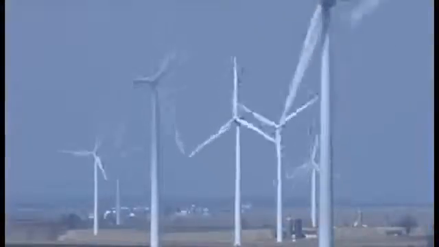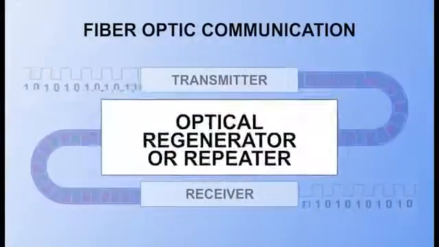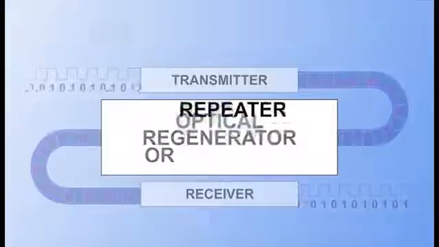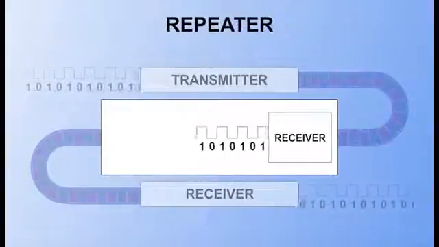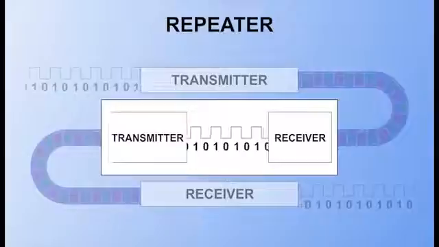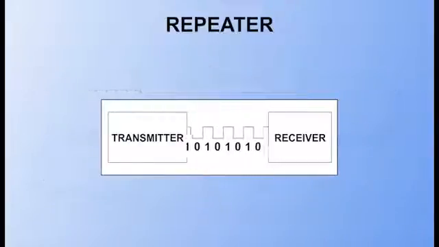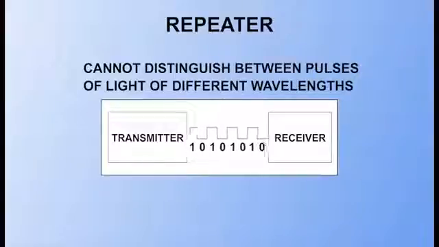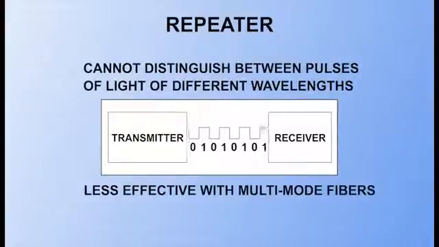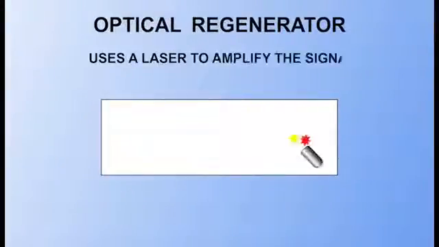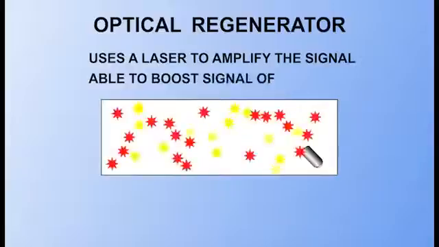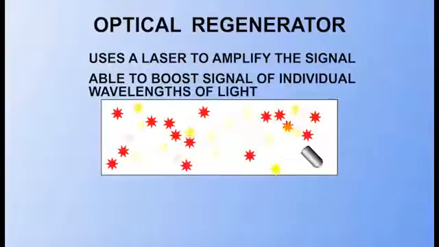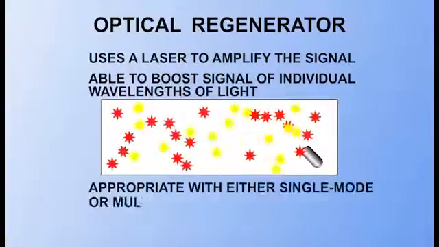However, long-distance applications also require the use of either repeaters or optical regenerators to boost the light signal. A repeater converts the light signal back into an electrical signal and then regenerates a new optical signal. A fiber optic repeater cannot distinguish pulses of light that are of different wavelengths and is less effective with multimode fibers. An optical regenerator uses a laser to optically amplify the signal. These are able to boost the strength of individual wavelengths of light and are appropriate with either single-mode or multimode fibers.